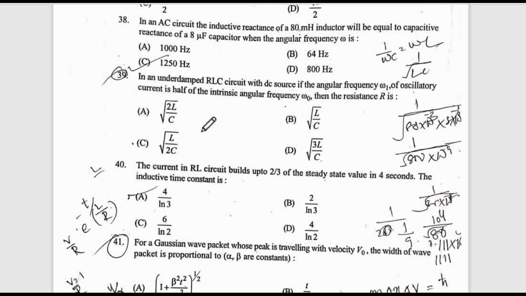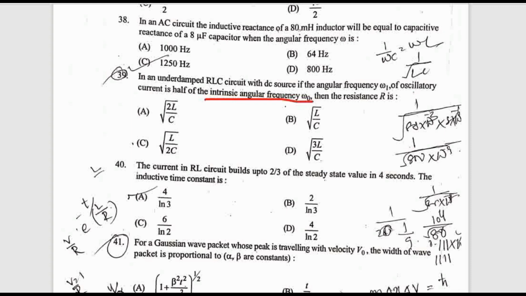Now coming to the 39 number question. It has given the case that the RLC circuit is in an underdamped condition and connected to a DC source. The angular frequency omega 1, the oscillatory current frequency, is half of the intrinsic angular frequency omega naught. What is this intrinsic angular frequency omega naught? It is the angular frequency that arises due to the inductance and capacitance.